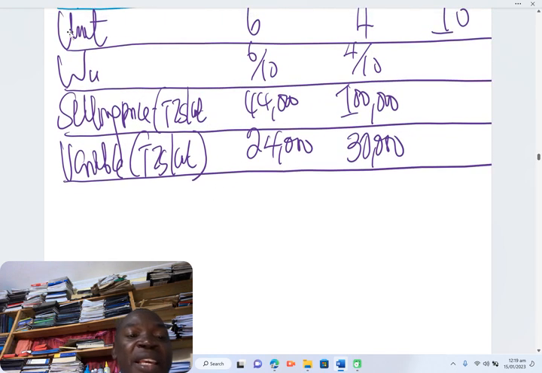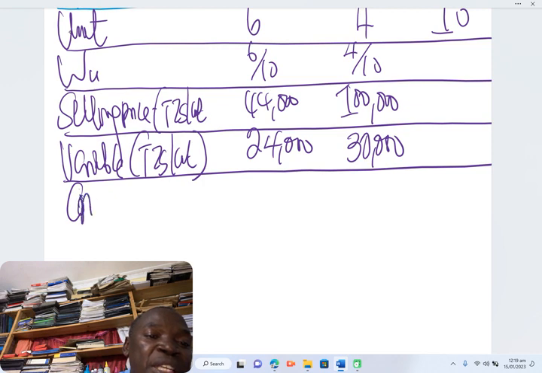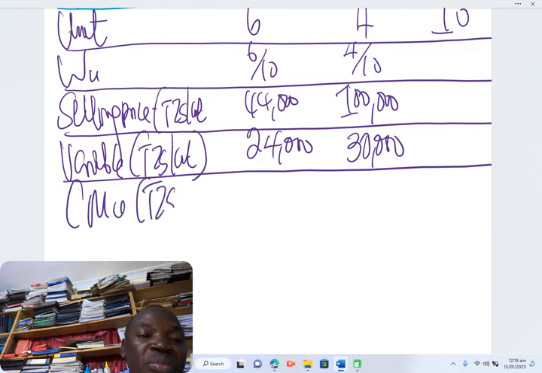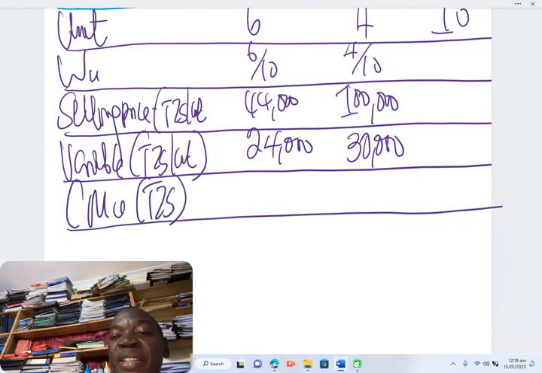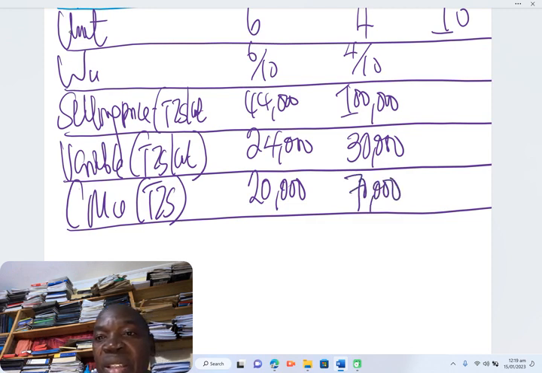Number 4 is contribution margin per unit, CMU. Again, TZS. So the contribution margin is just the difference between the selling price and the variable cost. So having known this, this is 20,000, and also this is 70,000. Isn't it? Yes, it is 70,000.